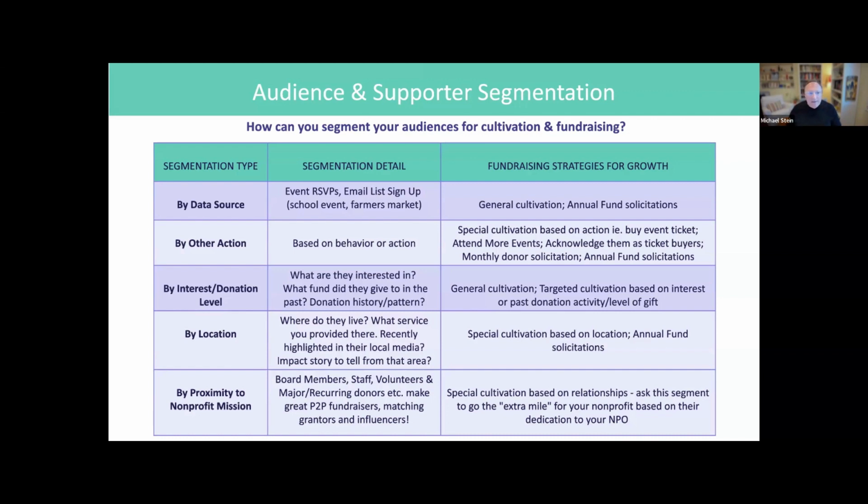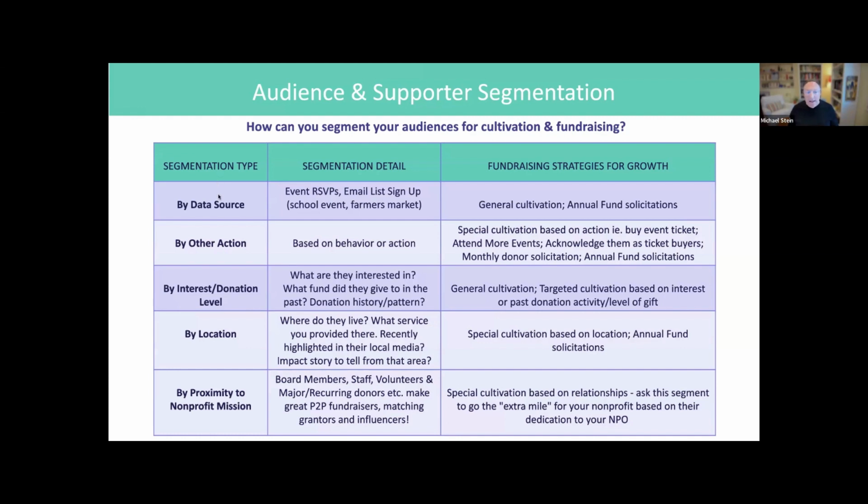If you look in this left column under segmentation type, I want us to think about the different ways that we create an audience. As you can see here, we have 5 different types. They can come in through a data source, in other words a door that they came in, through some kind of action they took, through a donation level, by location, or even proximity to your mission. I want to take a moment to look this through, because it's a very interesting way to think about audiences. By understanding the way they came in through the door, it helps us think about how to leverage that in your fundraising strategy for growth.